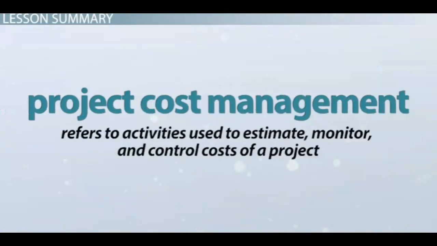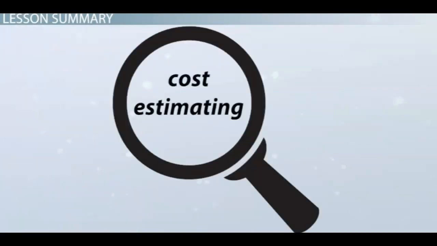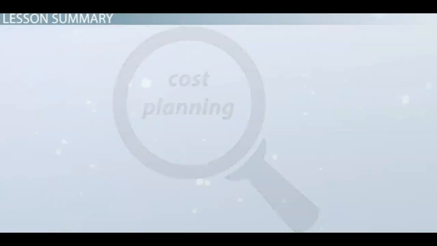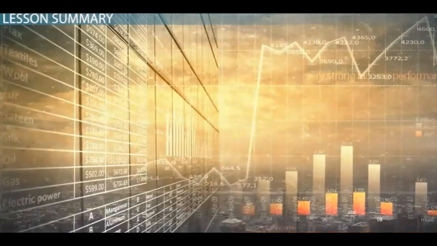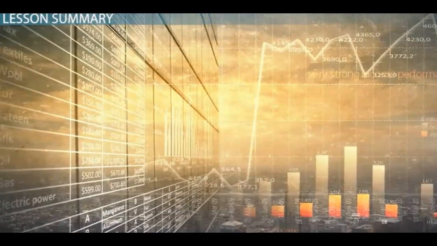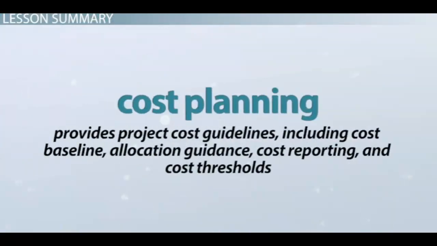Project cost management refers to activities used to estimate, monitor, and control costs of a project. The first activity, cost estimate, is twofold and includes cost estimating and cost planning. Cost estimating involves activities to determine the cost of an initiative or project. Cost estimates vary in accuracy, which is indicated by the estimate's variance. Cost planning provides project cost guidelines, including cost baseline, allocation guidance, cost reporting, and cost thresholds.